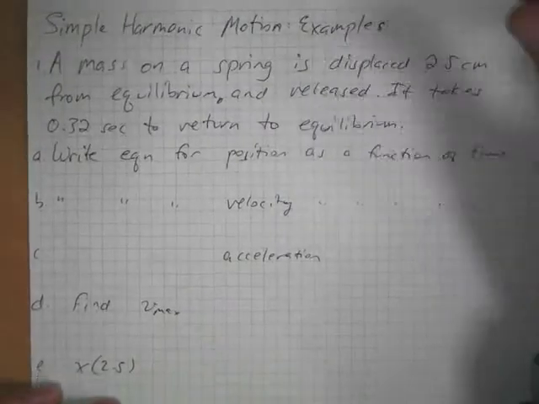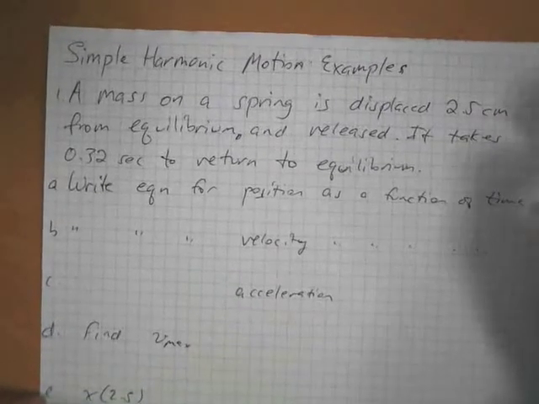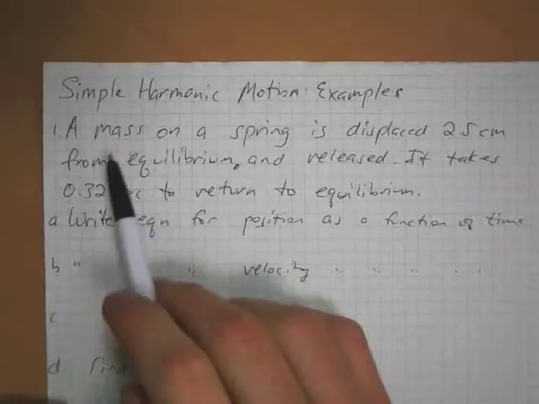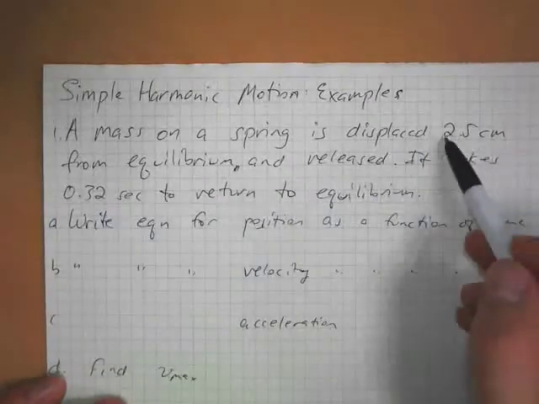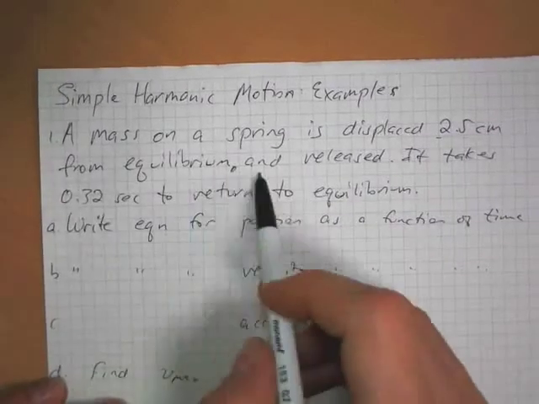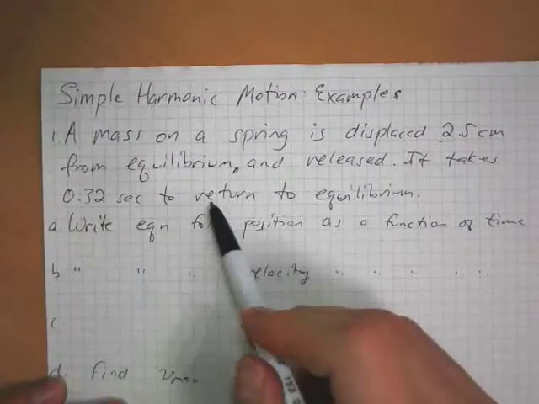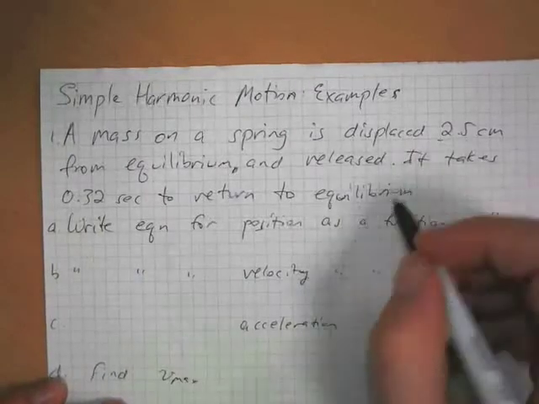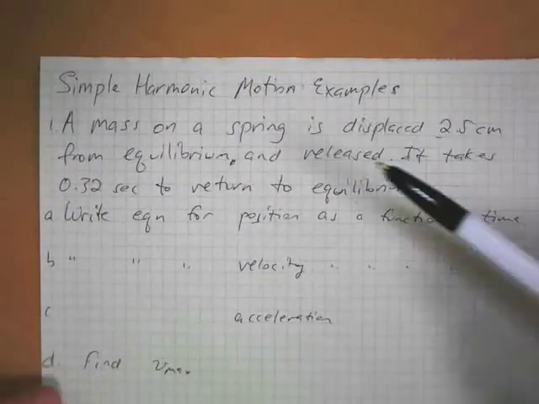We're going to do some example calculations for simple harmonic motion. A mass on a spring is displaced 2.5 centimeters from equilibrium and released. It takes 0.32 seconds to return to equilibrium. Alright, we want to write the equation. I've got a bunch of questions that I could ask you here.